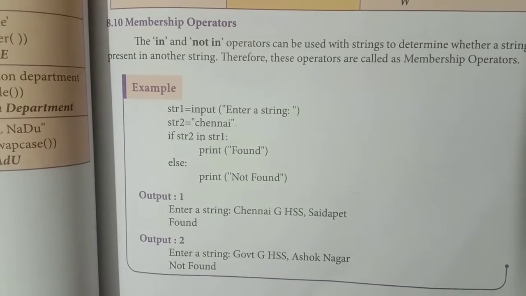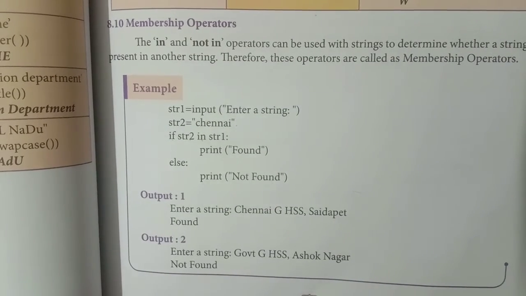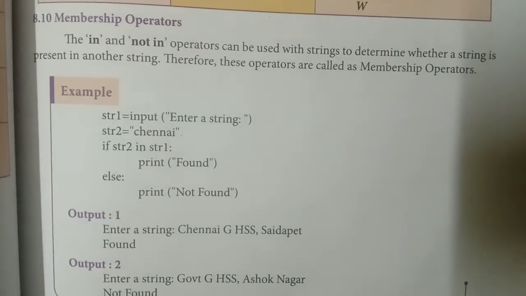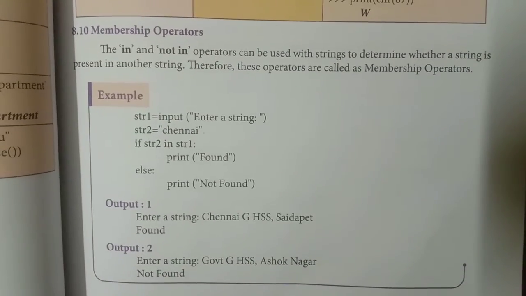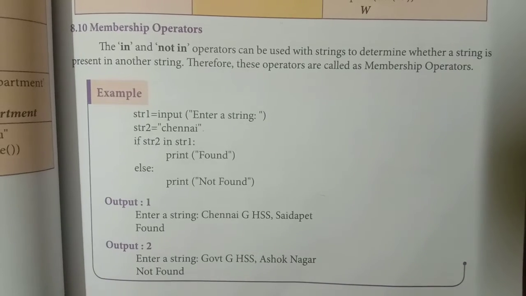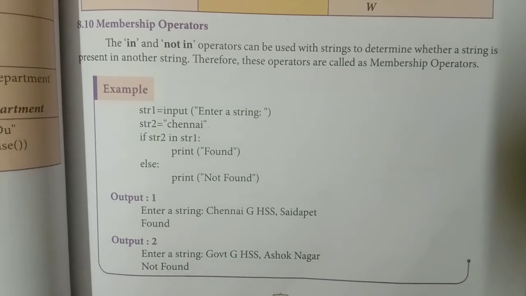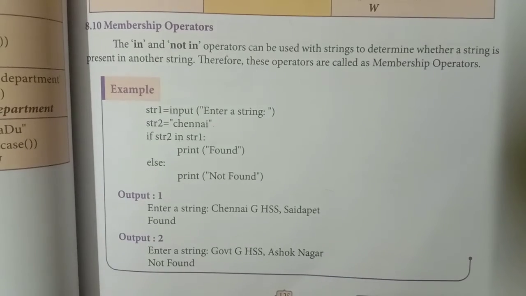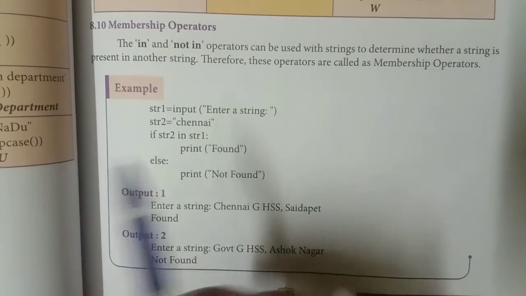Next we have the membership operator. We have two membership operators, in and not in. These in and not in operators can be used with strings to determine whether a string is present in another string. So it is called a membership operator. See this example.